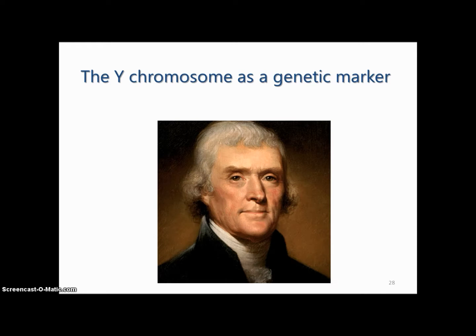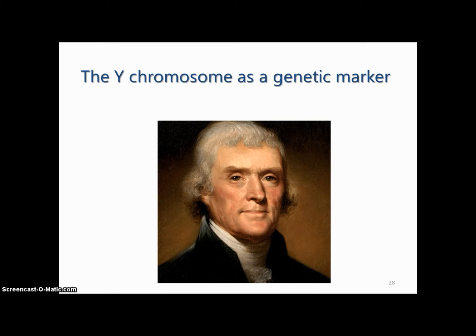So because of this property of the Y chromosome, that it is essentially inherited unchanged from father to son, it can be used as a genetic marker to trace patterns of ancestry in humans. One example of the application of the Y chromosome as a genetic marker is that it was used to identify descendants of Thomas Jefferson through the lineage of his slave Sally Hemings.